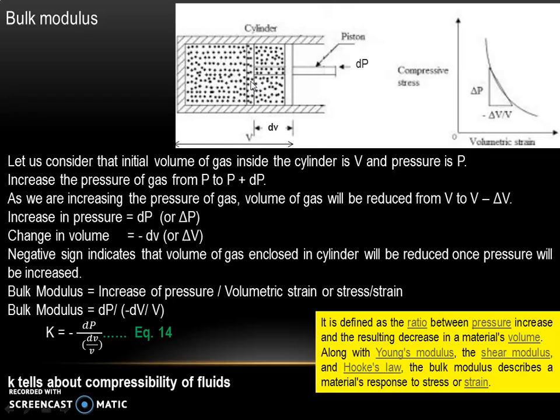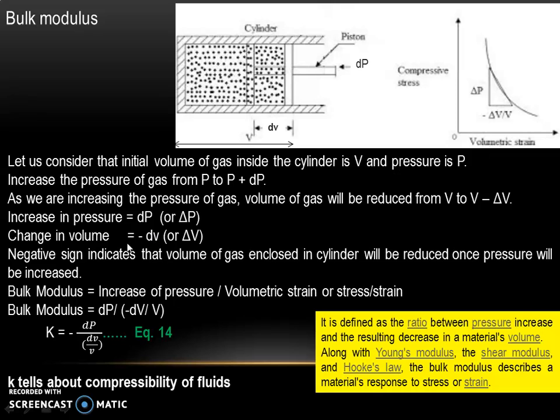And when the pressure is increased from P to P plus dP, piston moves from position 1 to position 2. So due to this there is decrease in volume by amount dV. So increase in pressure is equal to dP. It is also denoted by term delta P, and change in volume is equal to minus dV, or it is also denoted by delta V.